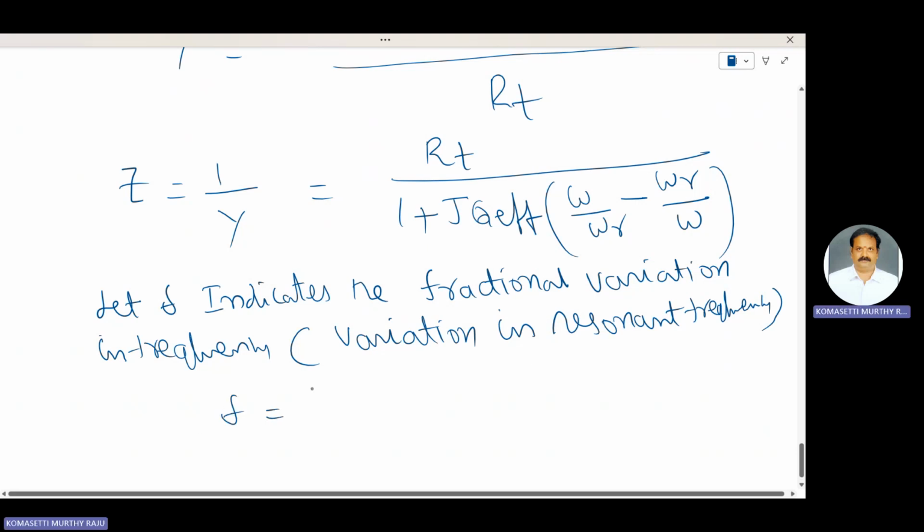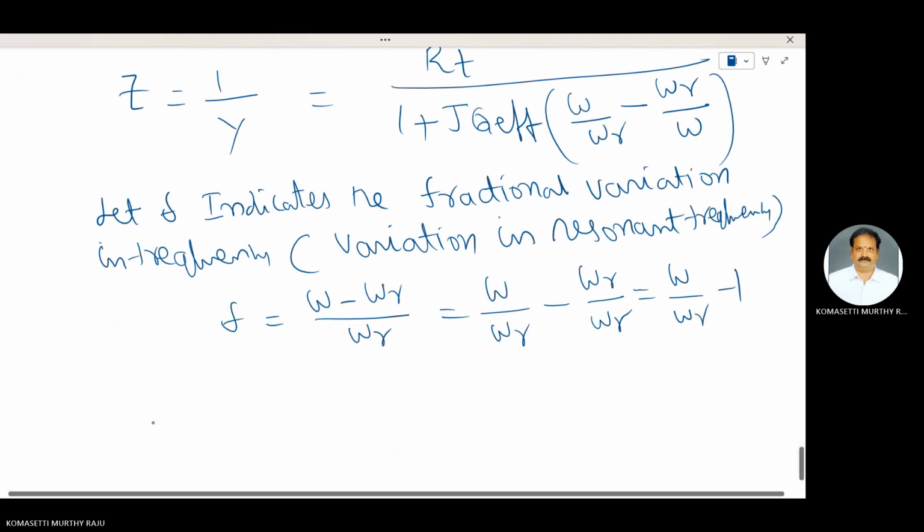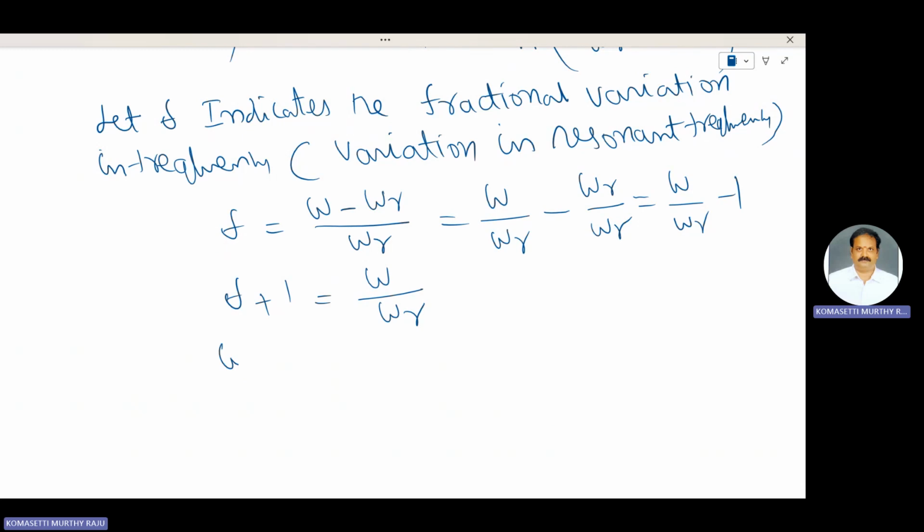Generally, δ is equal to (ω minus ωR) by ωR. Variation: it is equal to ω by ωR minus ωR by ωR, that is equal to ω by ωR minus 1. So δ plus 1 is equal to ω by ωR. Therefore, ω is equal to ωR into (δ plus 1).